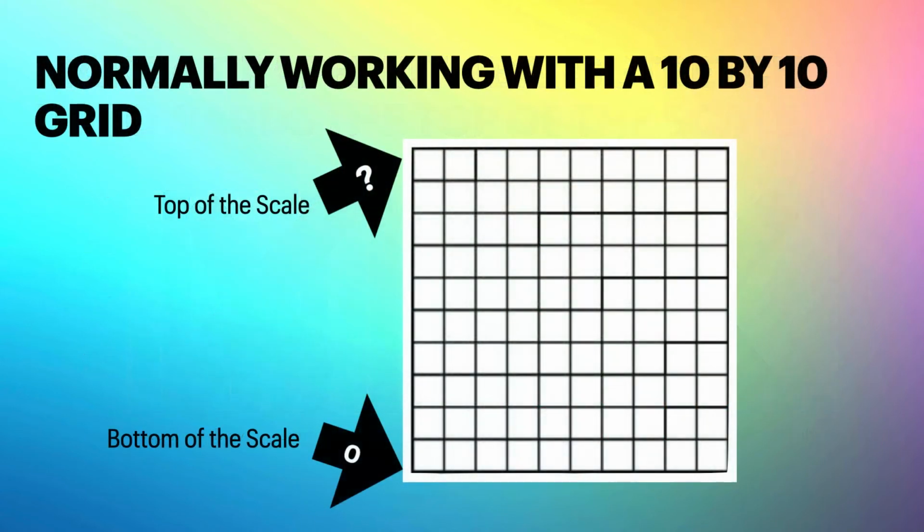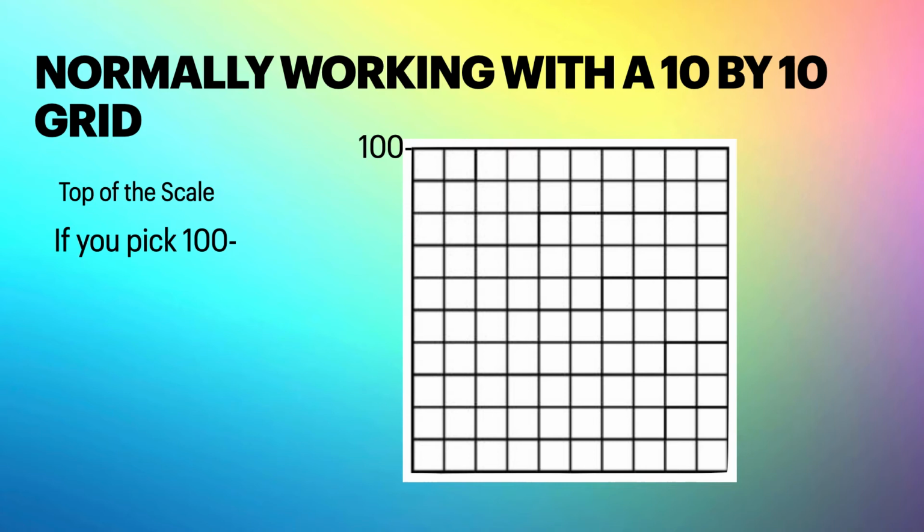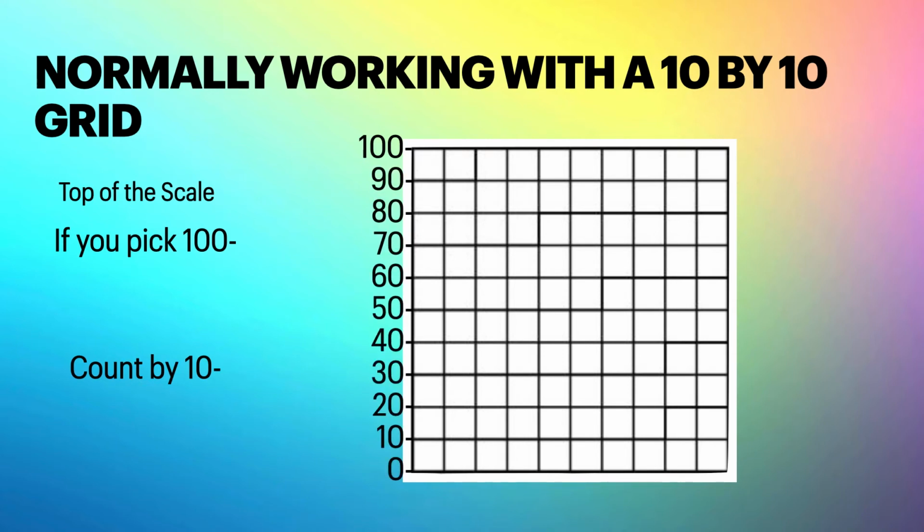So normally when we're building a graph, we're often working with a 10 by 10 grid. And so usually 0 is at the bottom of the scale. And we have to figure out what is at the top of that scale. Let's say, for example, on the top of the scale, if we pick 100, what are the units that will step up to 100? Well, if we picked 100, then with a 10 by 10 grid, we'll be counting by tens to get up there.